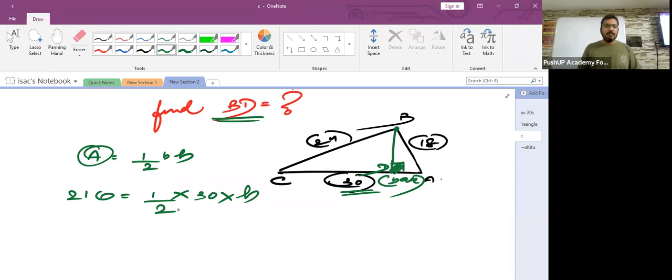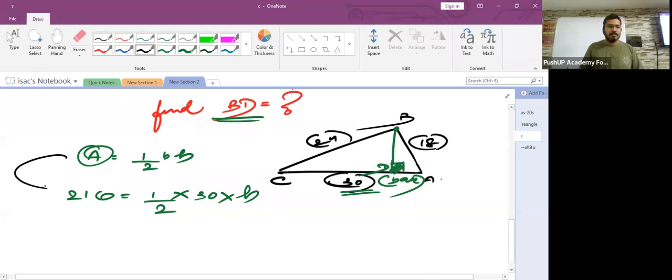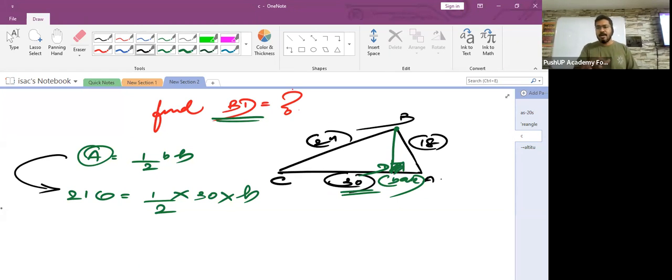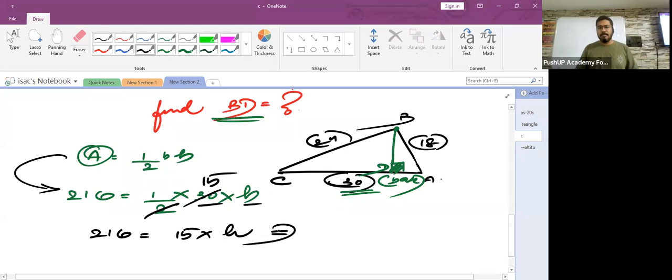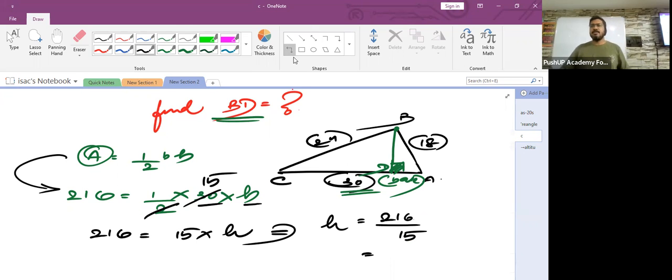Why? Because the area was already found in the first part of the question. How much was it? 216. So 216 is equal to 1/2 into the base, which is 30 in this situation, and its corresponding height is H. Now, if I simplify this, won't I get the answer? Yes. So children, 216 is equal to 15 into H. So this implies H is equal to 216 divided by 15.